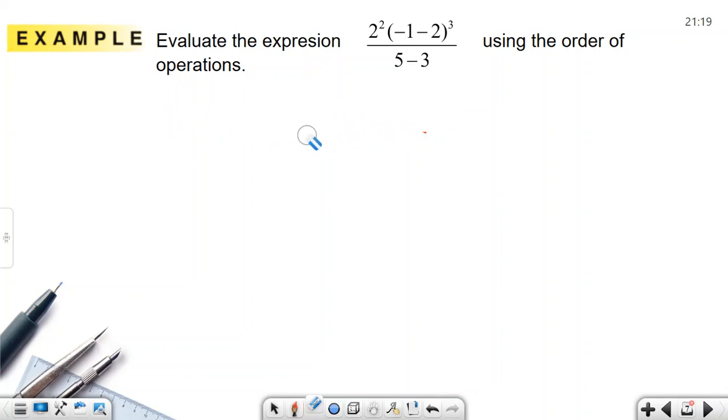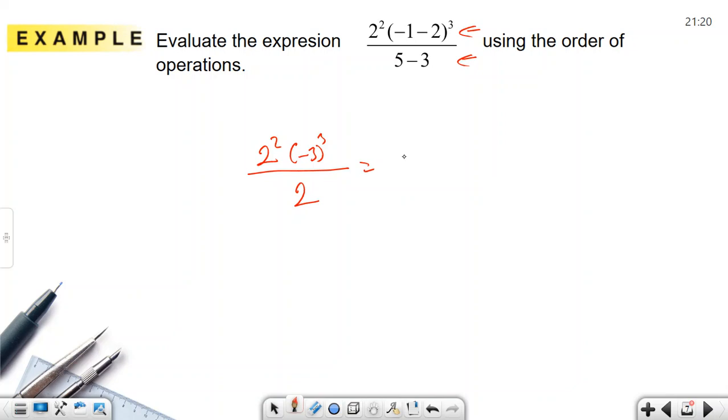Now evaluate the expression using the order of operation. Let's see. That's the numerator, that's the denominator. So we can solve the numerator and denominator together. How? First we can solve the numerator: 2 square. There is a parenthesis: minus 1 minus 2 is negative 3. 2 square, and now this is negative 3 cube, over 5 minus 3. That's another term, and I can calculate it. It doesn't affect the result. 5 minus 3 is 2.